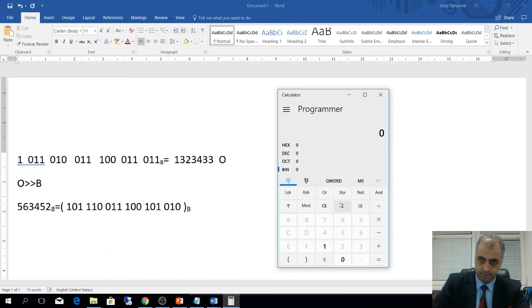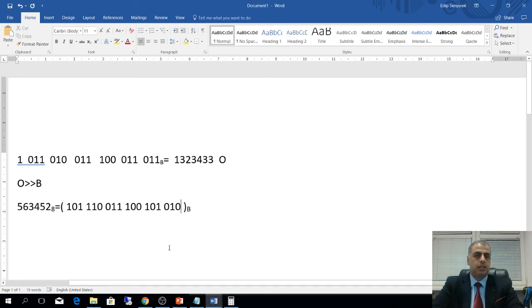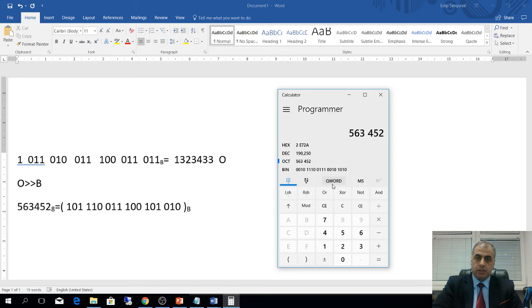Here I'm going to write an octal number, 563452. So these are the numbers that I used, and as you see, for the binary number, this is the result. Exactly the same. Okay? Exactly the same. Maybe you can pause and see that those two are the same.